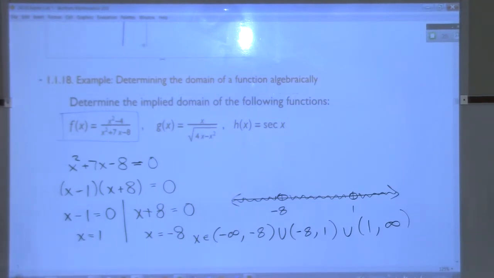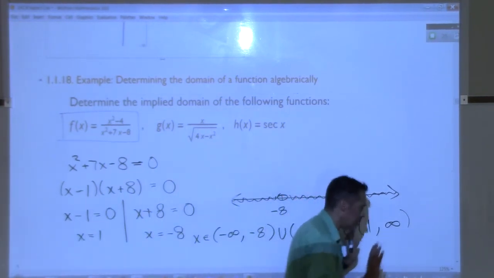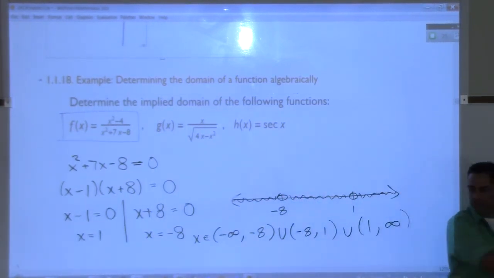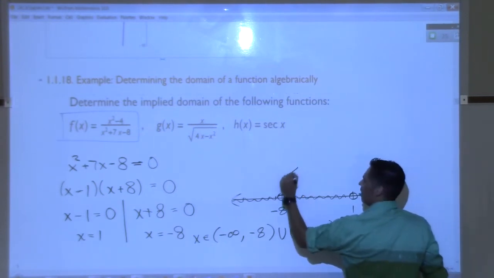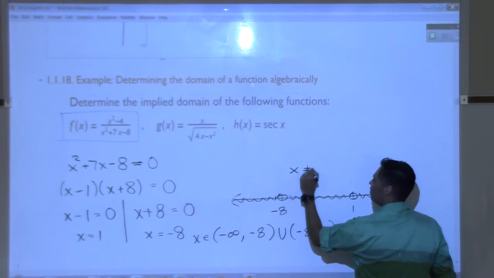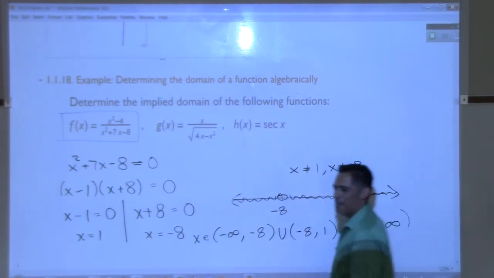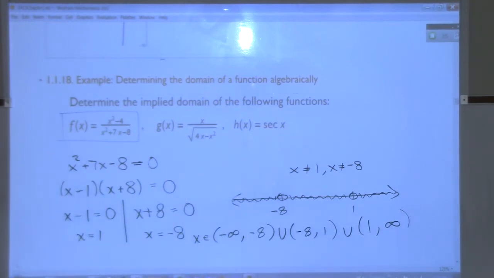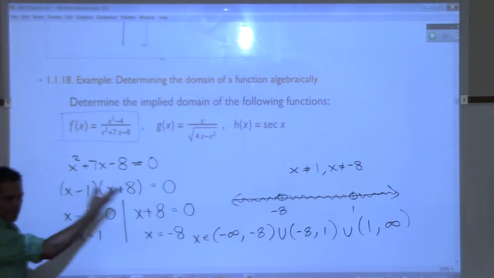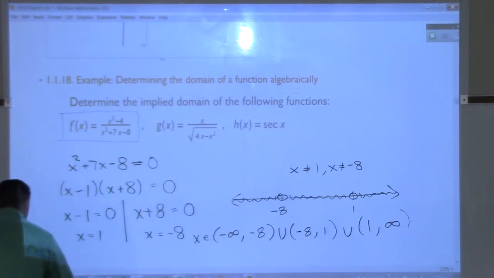It's kind of ugly, but it's like everything up to negative 8, jump over negative 8, go to 1, jump over 1, then go from 1 on, right? All right. Another way you could do this is just say x is not equal to 1, x is not equal to negative 8. But that's not really a set notation or an interval notation, but you're communicating the idea, okay? It's like everything except that. All right, let's move on to g of x.